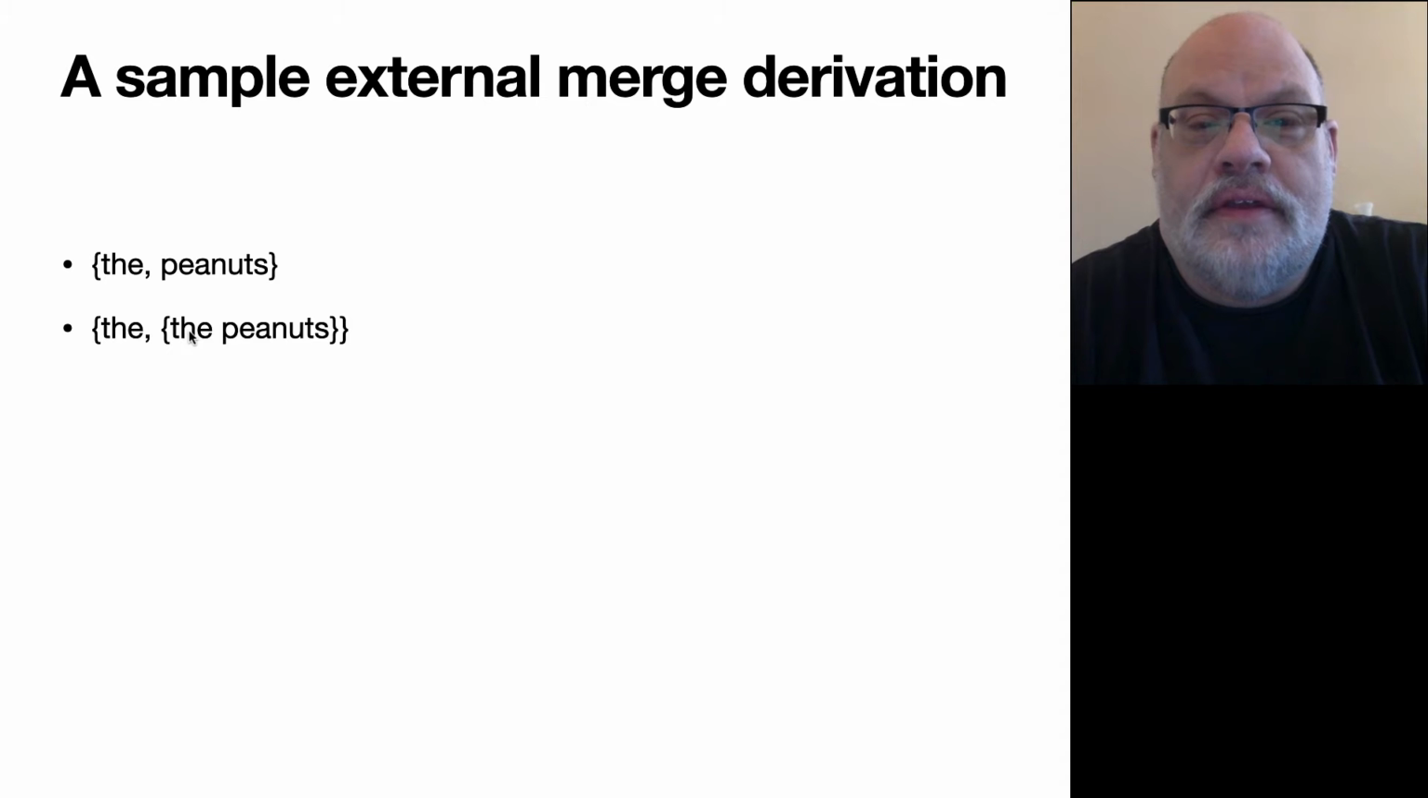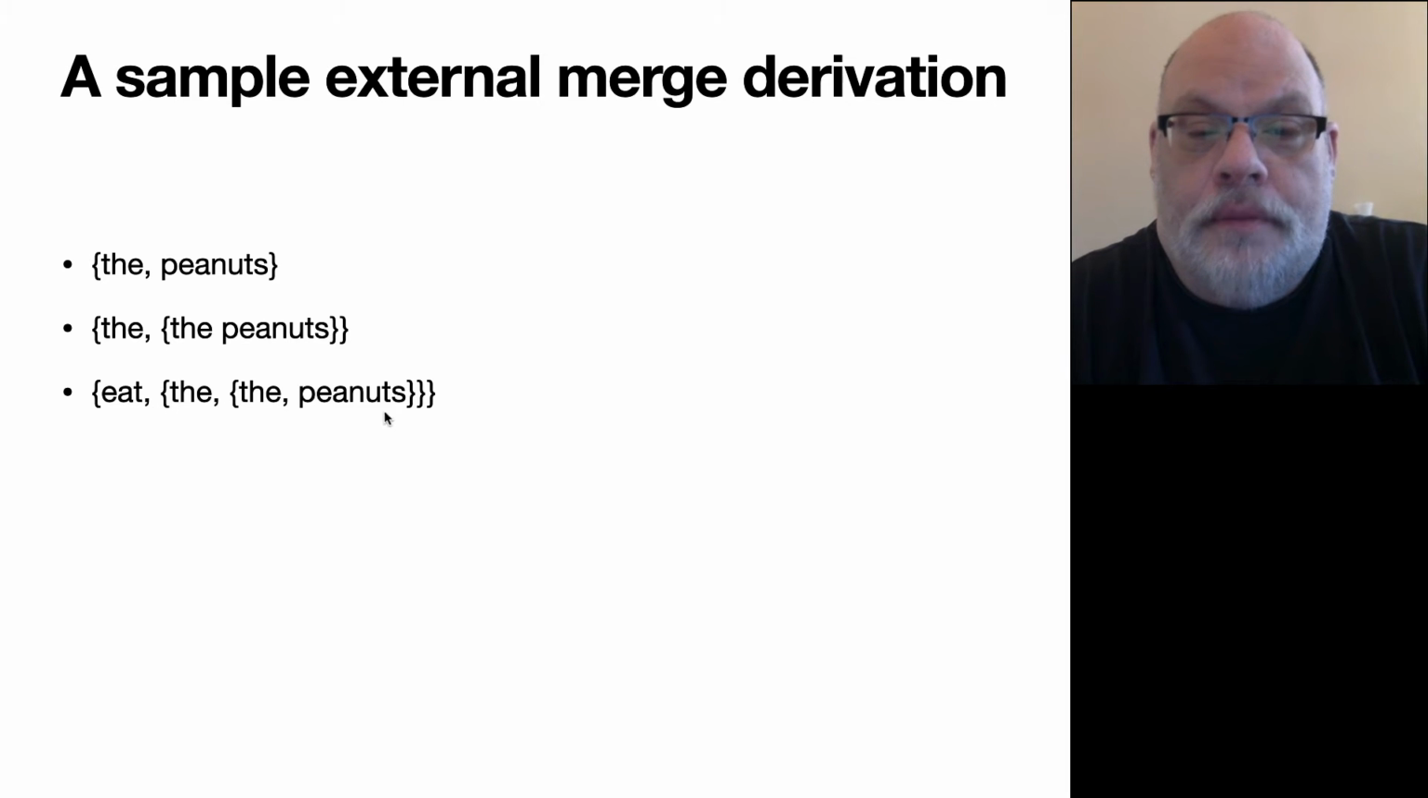Now let's take this element and merge it with a verb. So a verb like eat, so this is eat the peanuts. These are the elements inside this set. There's eat and the peanuts with the label the. So these are the elements that make up our verb phrase.